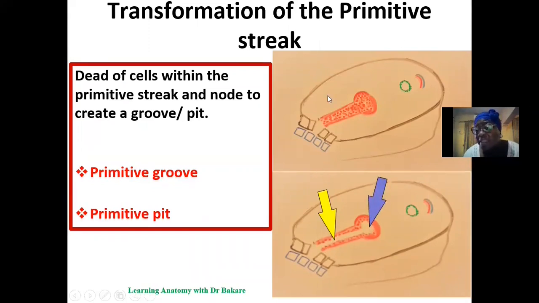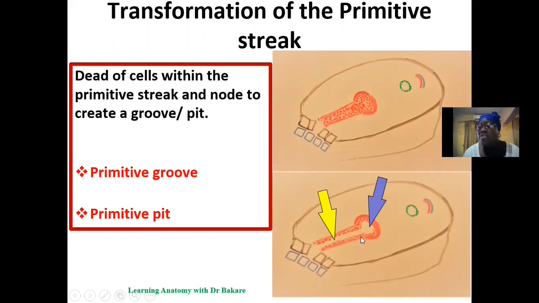So this is the primitive groove and this is the primitive pit. So going back to this image, we know that this is a primitive streak because of the creation of a groove as a result of loss of cells within the central part. There's going to be the creation of a groove around it. So you now have the primitive streak being transformed into the primitive groove. And also because of the loss of cells within the central portion of the primitive node, we now have the transformation of the primitive node into the primitive pit.